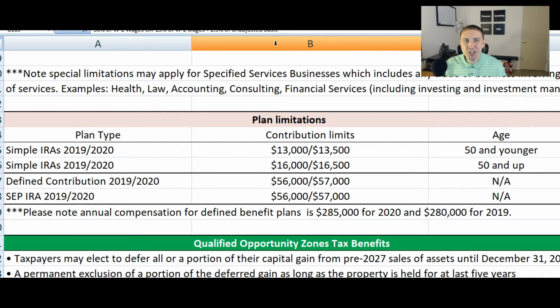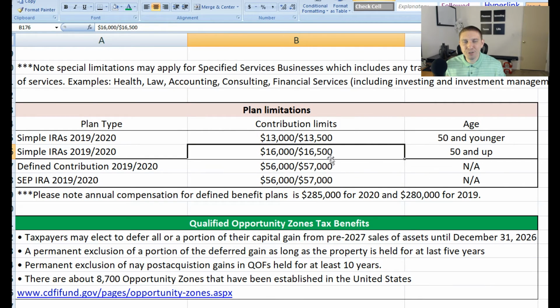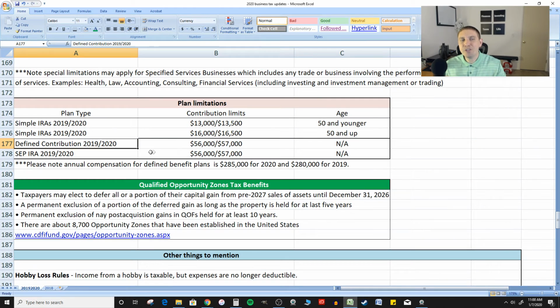One thing I added to the spreadsheet this year is retirement plan limitations. So for SIMPLE IRAs for 2019-2020, these are the contribution limits if you're under the age of 50. Also, these are the contributions for 2019 and 2020 if you're over the age of 50. These are the defined contribution plan limits for 2019-2020. And if you have a SEP IRA, these are the limits for 2019 and 2020.